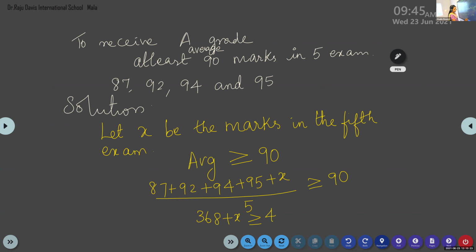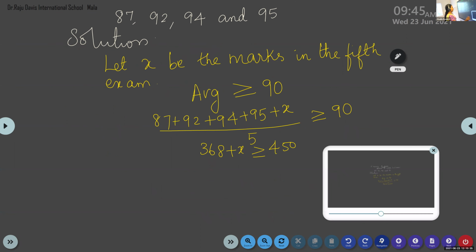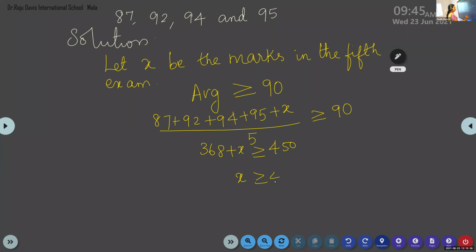The 5 on the left side, if you take it to the other side, it becomes multiplication by 5. So it is 90 into 5. So we will get X is greater than or equal to 450 minus 368. So X is greater than or equal to 82. So Aparna should score at least 82 marks in the 5th exam.